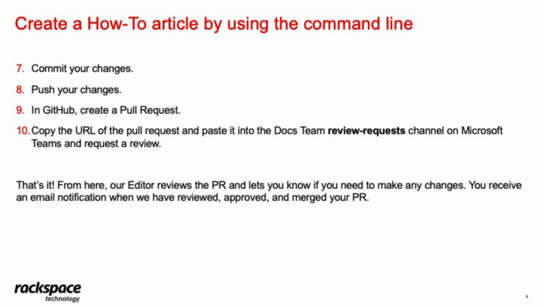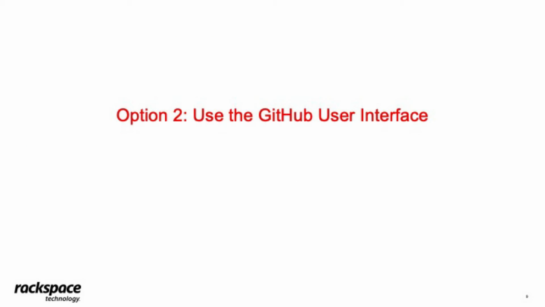After you're finished, go ahead and commit your content from the command line and push your PR to the support how-to repo. In the GitHub GUI, create a PR for your new article. Post a copy of the PR URL requesting a review in the Rackspace Teams Docs Team and Review Requests channel. Or you can email us at infodev@rackspace.com. We'll check it out and let you know if it needs any tweaks. GitHub sends notifications when the PR is merged and published.